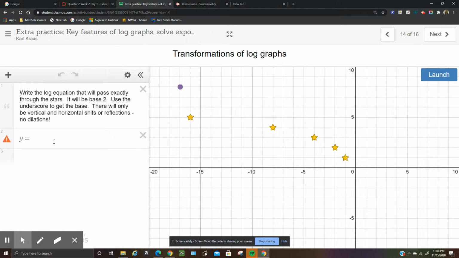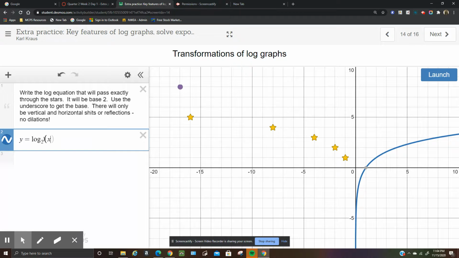And then 14, you want to do log base 2 again. And then x. Well, that doesn't quite work because we want to be over on the other side. So I'm putting a negative in front of there. So I'm almost there. Now I just have to go through the stars. So just go +1.